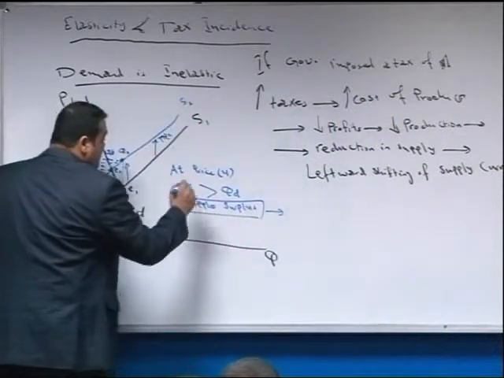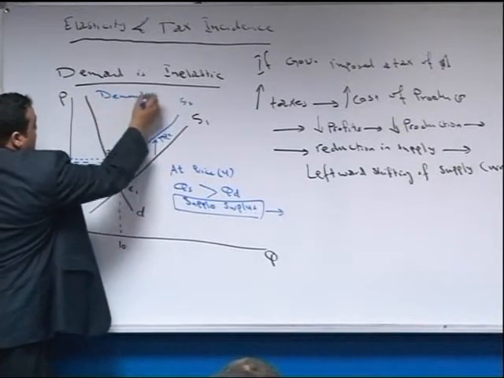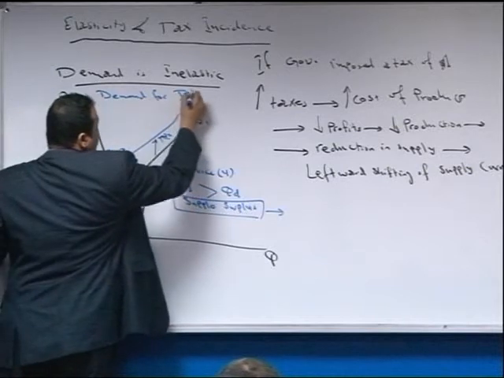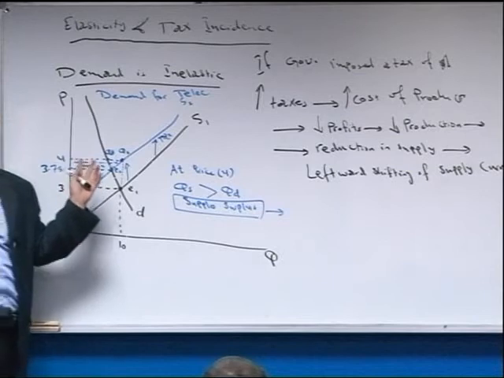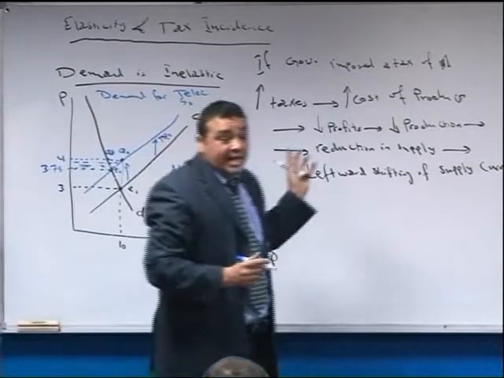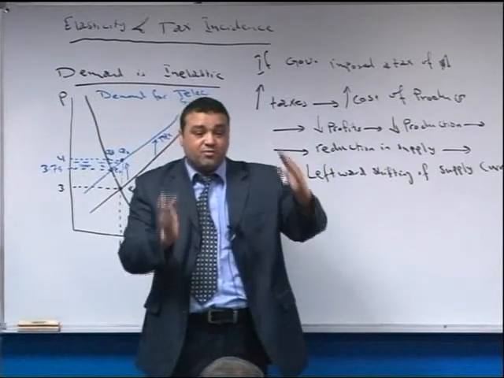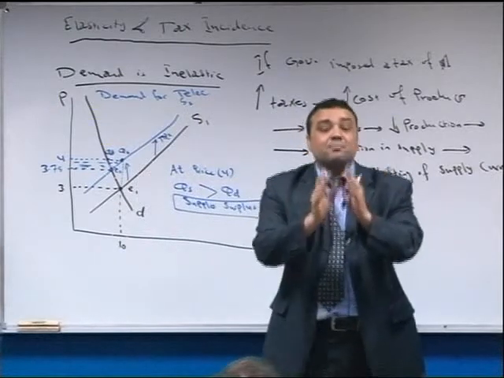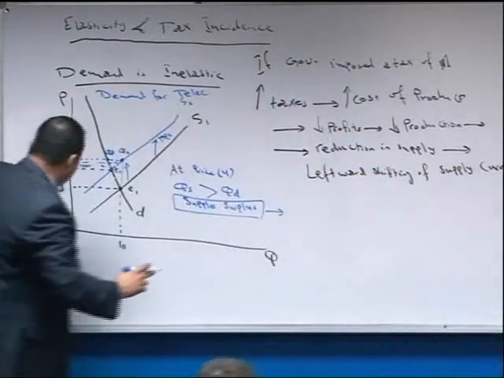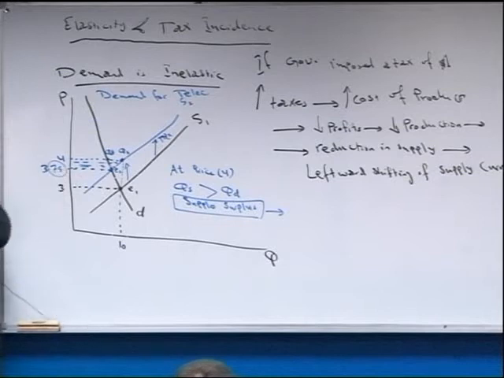Our example is the demand for telecommunication services in Palestine. The demand for this service is inelastic. So if the government imposes taxes of $1, in this case, the consumer will bear most of the tax burden. How much does the consumer bear of the tax burden? The most, 75%.